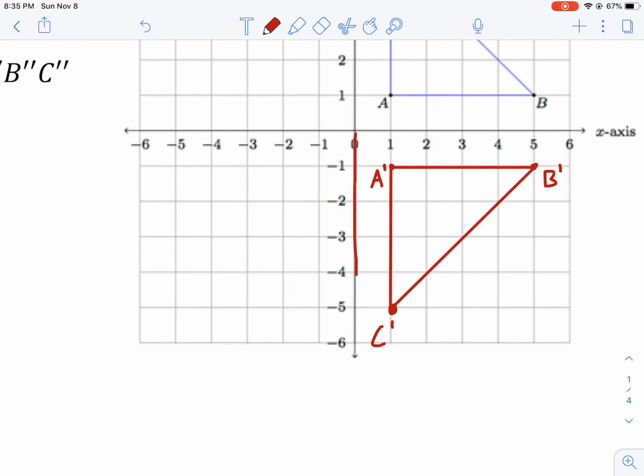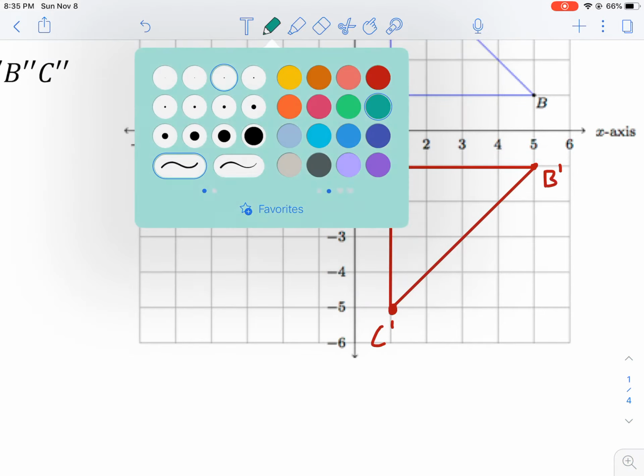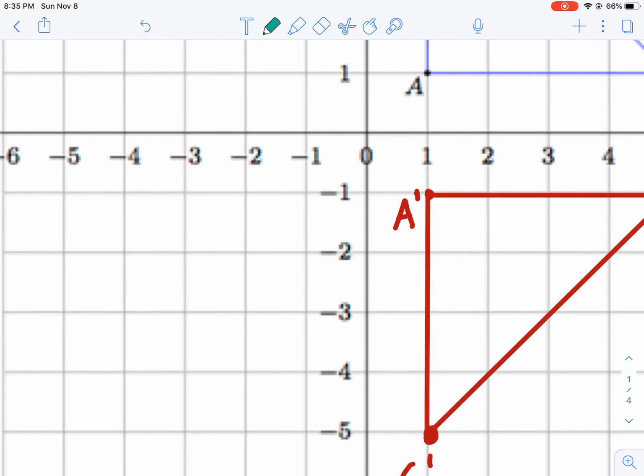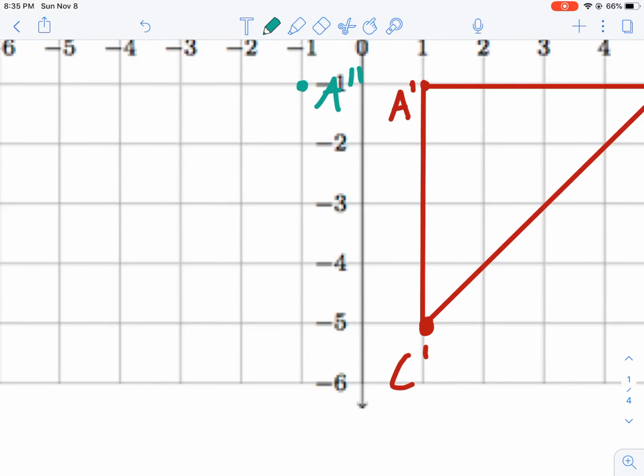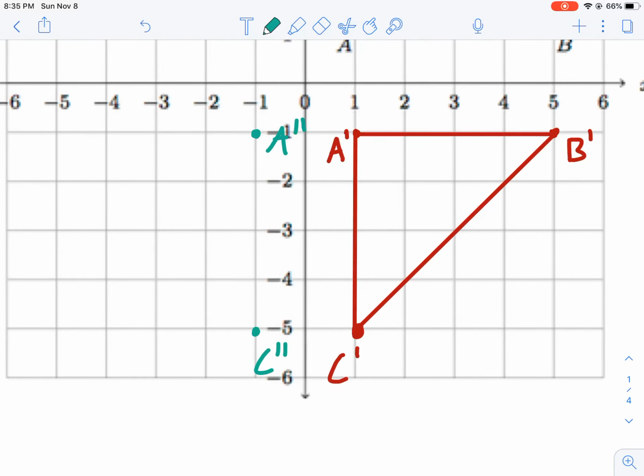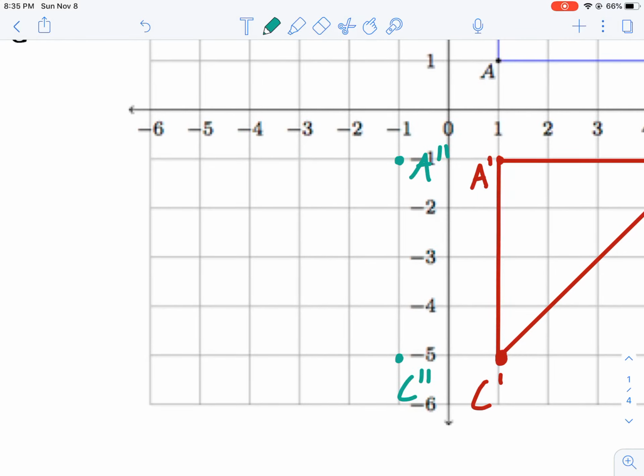This is our y-axis right here. So we want to see how far away all of our points are from that. And so again, we're just going to count. A prime, that's 1 point away, so that's going to go to right here. We're going to call that A double prime. We've got C prime, that's 1 point away, so we're going to go one distance away on the other side. And then B is 5 away from the y-axis, so we're going to go 5 to the left. And there's B double prime. And again, we've got our triangle.